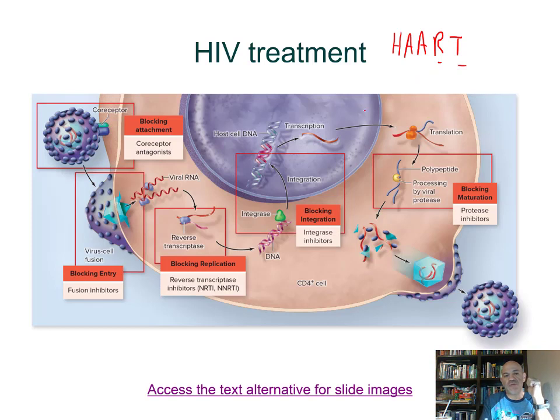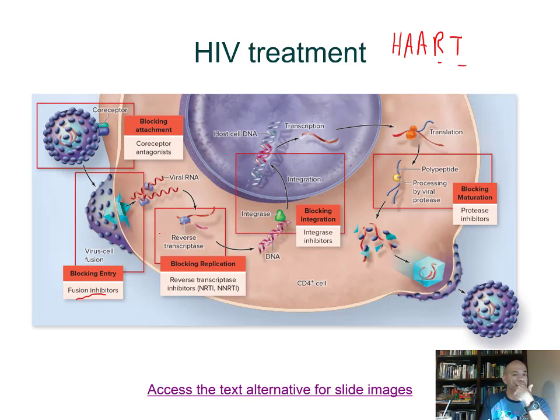And one is to block entry, right? So you might design drugs that block the receptors from going in, or even fusion inhibitors, so that if a virus does gain attachment to the right receptors, we're going to block the entry of the virus overall. So you can block entry in those two ways.